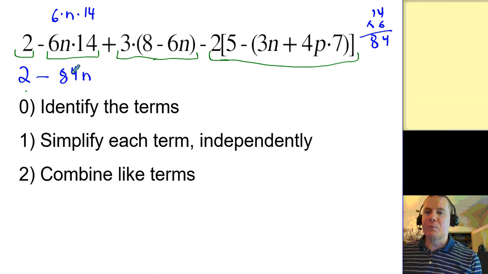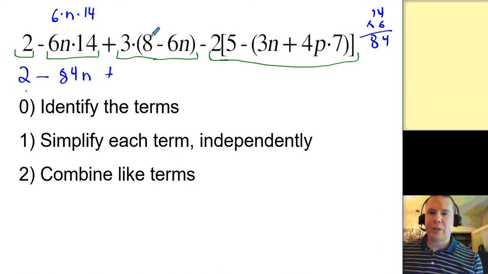Now, I'm not going to be able to subtract this from 2 because these aren't like terms. This is counting 84 halves, or 84 dozen, or 84 3/15. Who knows what n is? But it's 84 of these. I can't subtract that unless 2 is also counting n's. So I'm going to leave that alone.